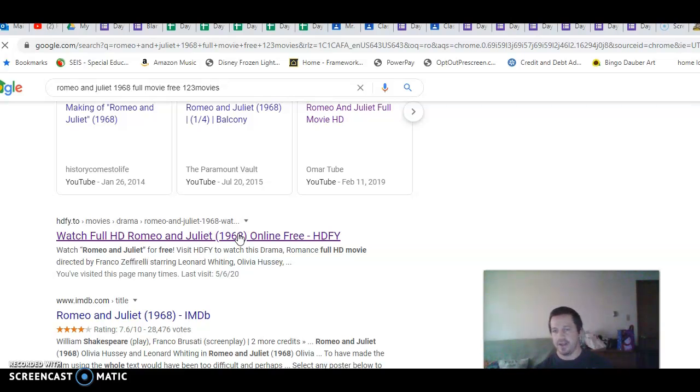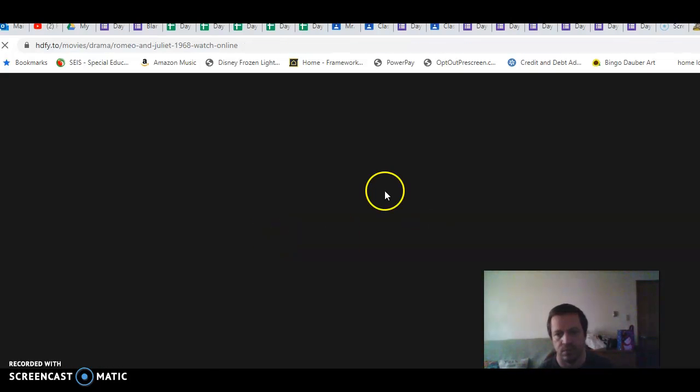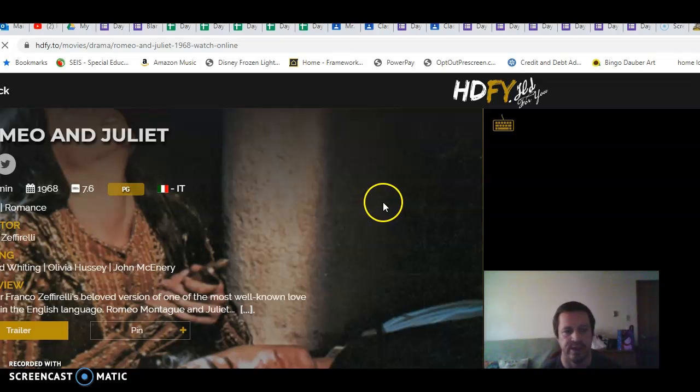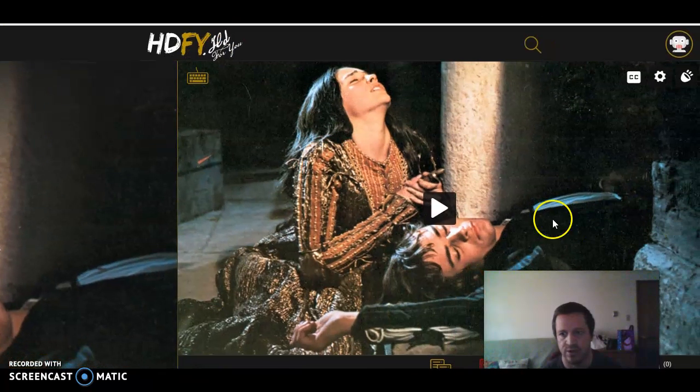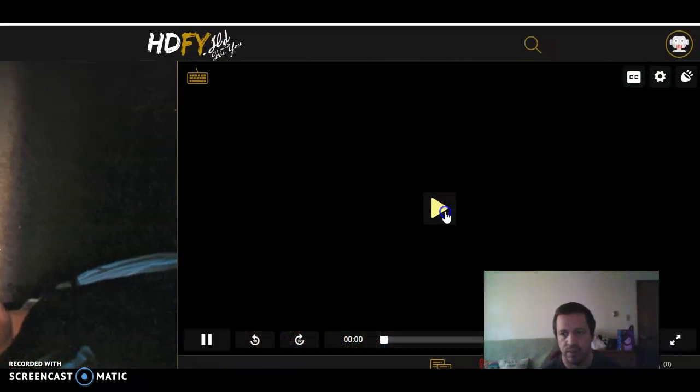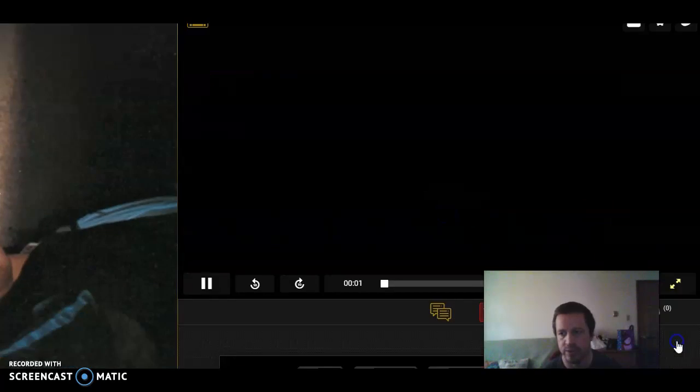So once you click on that link, you'll be taken to a screen like this. Again, the movie's kind of on the right hand side. So there's the movie. You can click play. I'm going to go to full screen.